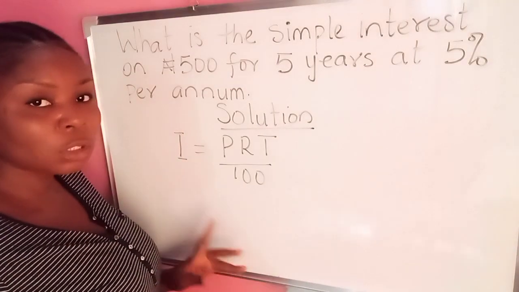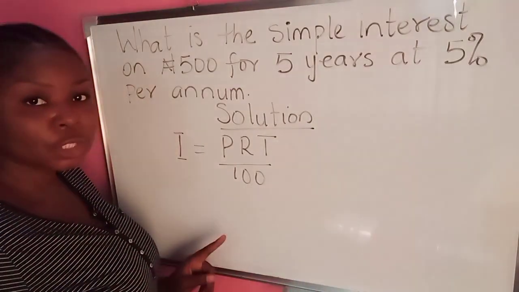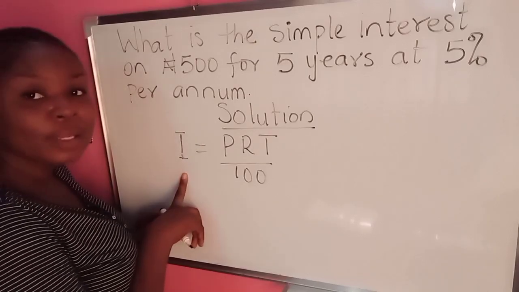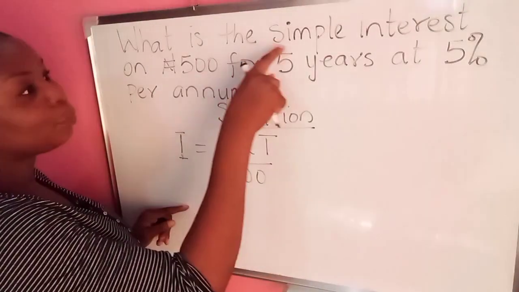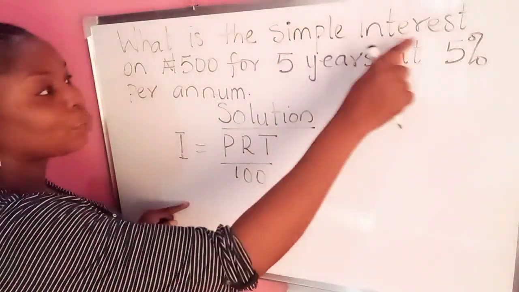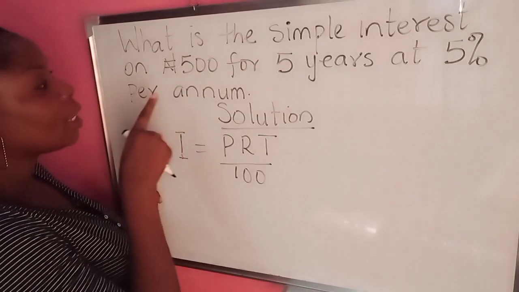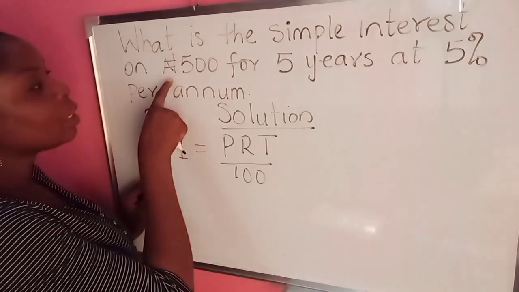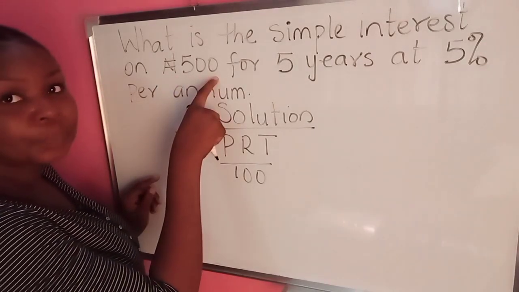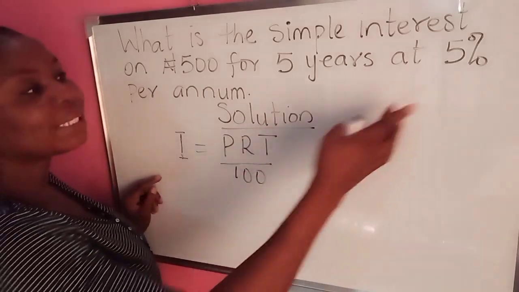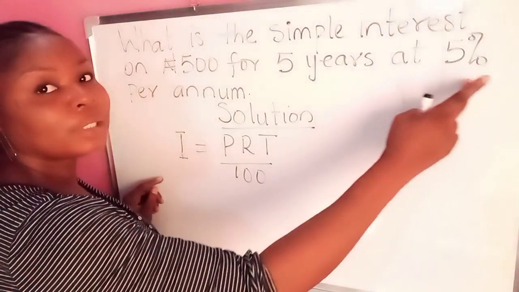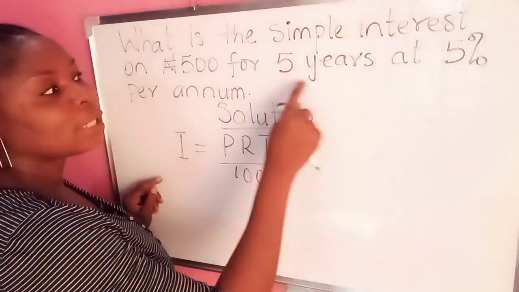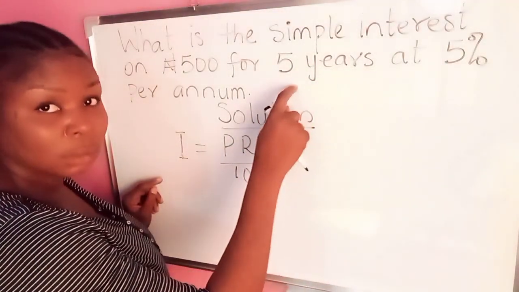I'm going to explain what each of these abbreviations mean. I here means simple interest. P here means principal. And principal is 500 naira. R here means rate. Rate is always in percent. Then T here means time. Time is in years or months.